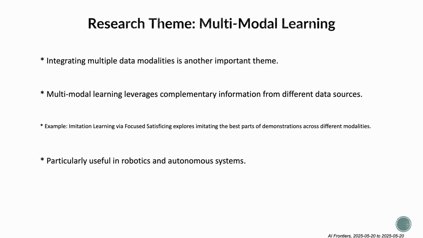Integrating multiple data modalities such as text, images, and audio is another important theme in machine learning research. Multimodal learning aims to leverage the complementary information from different data sources to improve model performance. For example, the paper Imitation Learning via Focused Satisficing explores how to imitate the best parts of demonstrations across different modalities. This is particularly useful in robotics and autonomous systems, where integrating multiple sensory inputs is crucial.